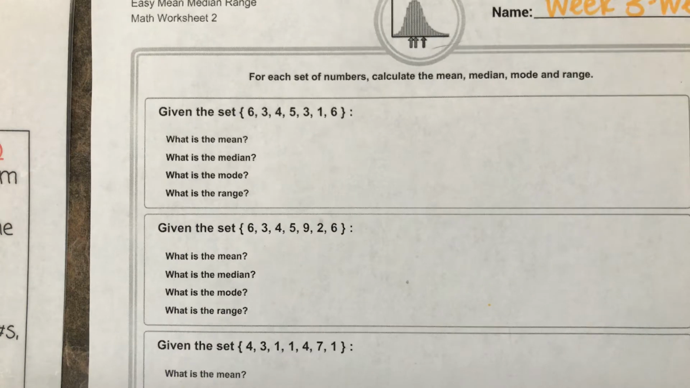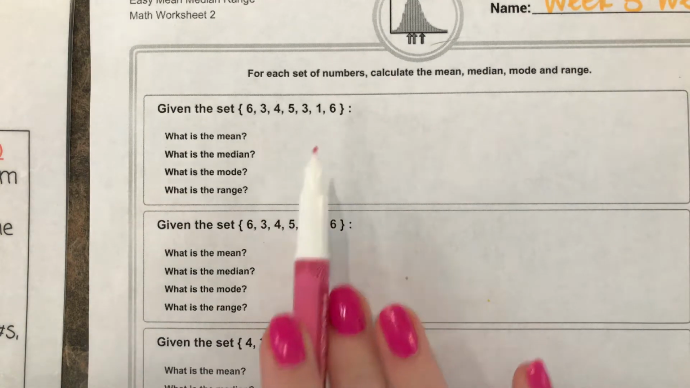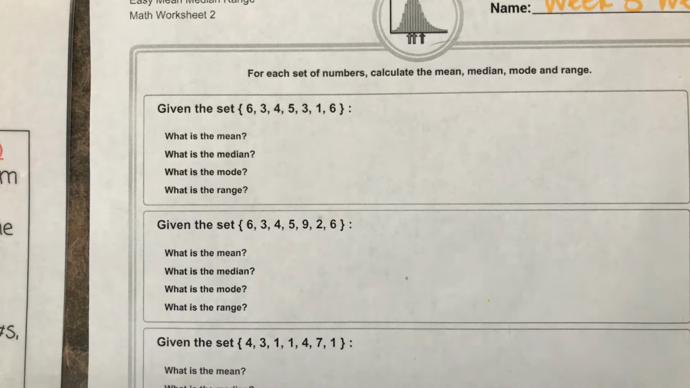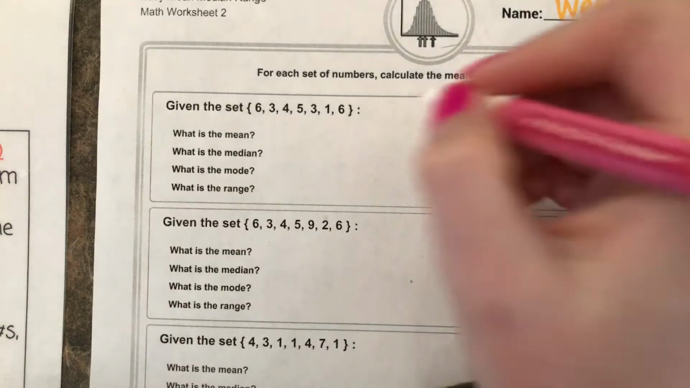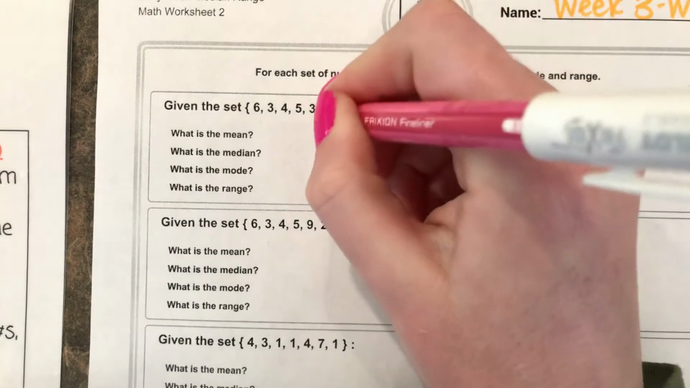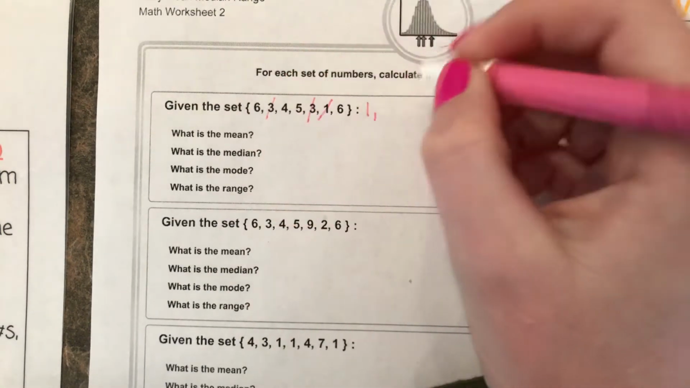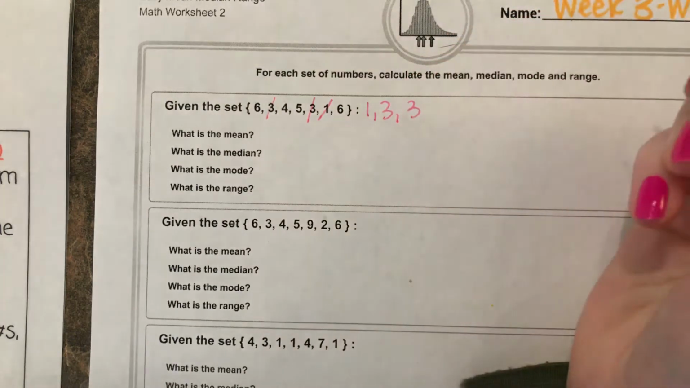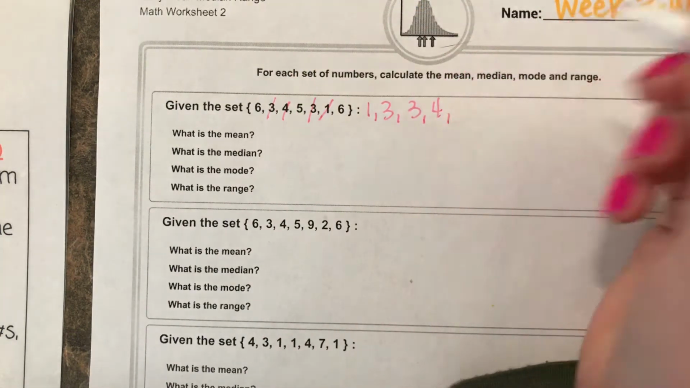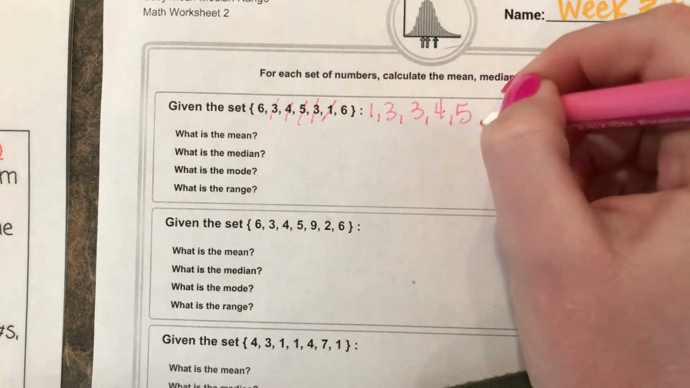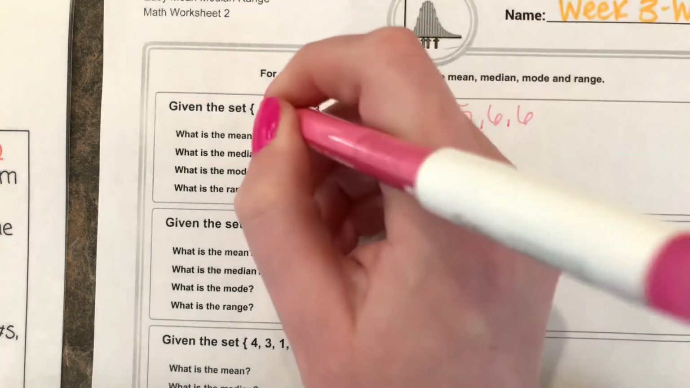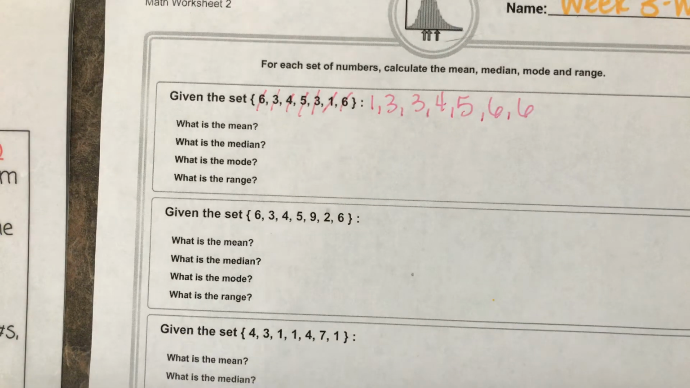Okay, so if we remember from yesterday, the most important thing we need to do at the very beginning is put our numbers in order from least to greatest, smallest to biggest. So 1's going to go first, and then I don't have any 2's. I do have a 3 and a 3, 4, 5, and 2 6's. All right, so that's priority number 1.